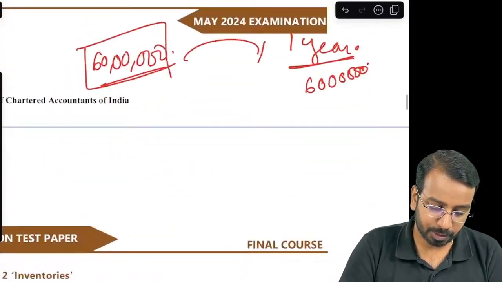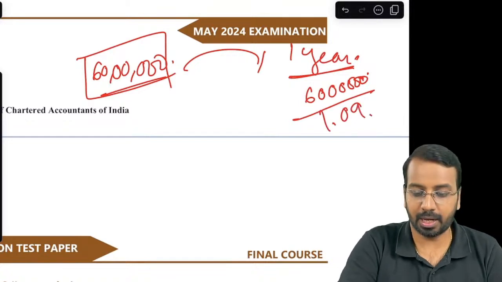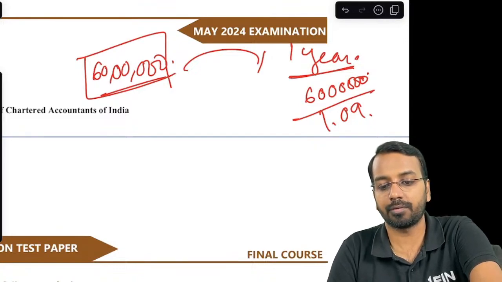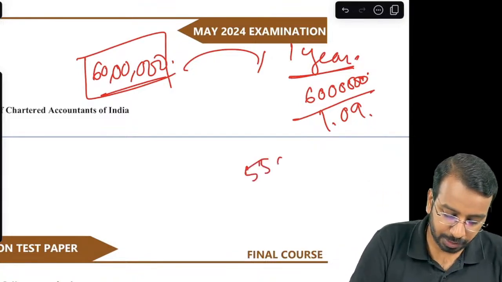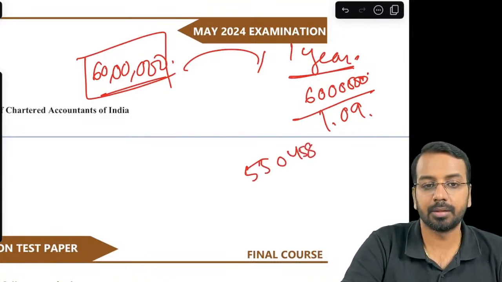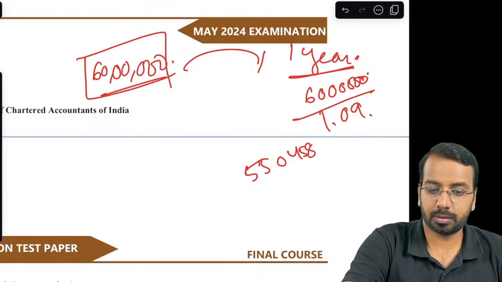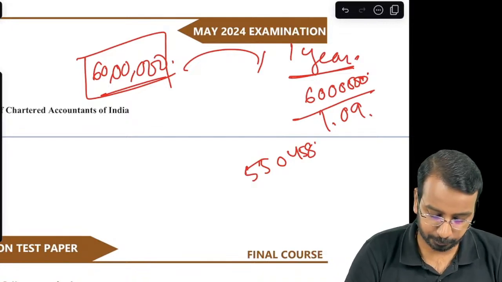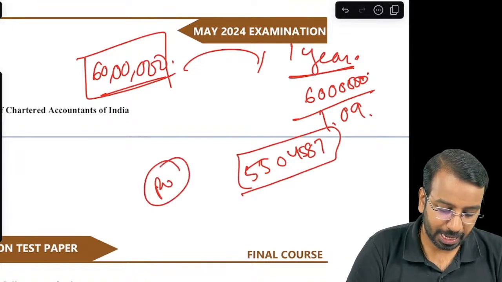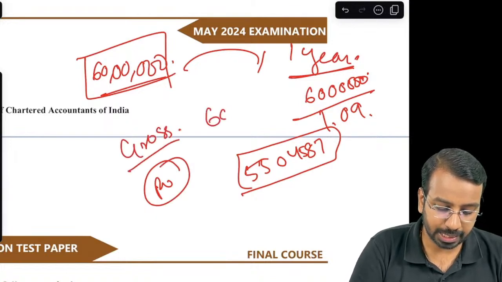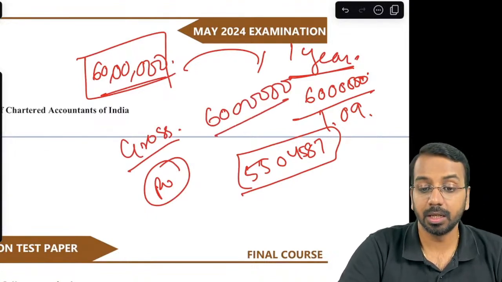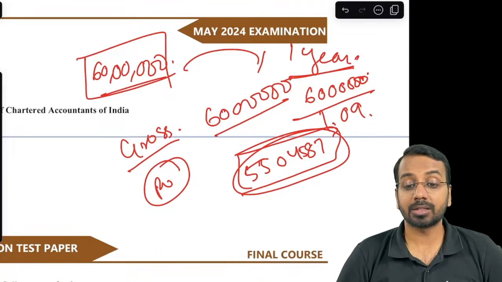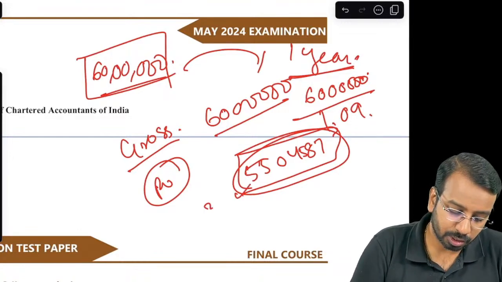It says 9%. So if you have to determine the present value of cash flow, 60 lakhs divided by 1.09, you get how much? 55.0458. This is the present value. Okay. And what is the gross carrying amount? Gross carrying amount is 60 lakhs. Right? So what you have to do is you have to measure the asset now at 55 lakhs 4,587 as on which date? You will recognize this as on 31st of March.